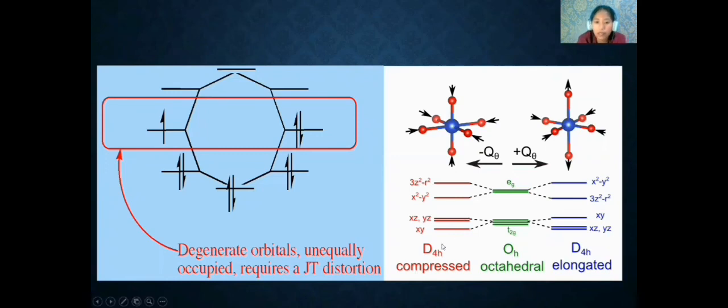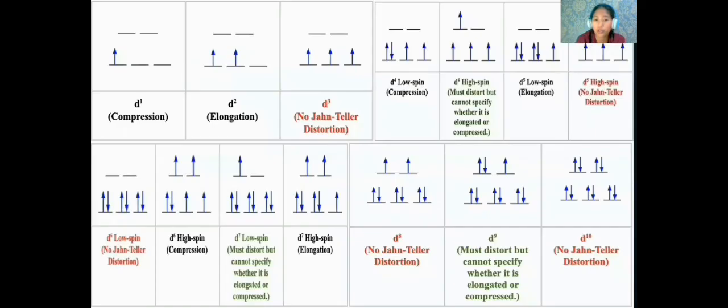And then we have here the D4h. For the D4h, it has a compression, it becomes shorter. The axis or the bond becomes shorter. Okay, and then you have there the octahedral, and then elongated. You have there the elongation of the z-axis. It's more on the z-axis that will elongate to distort the structure.